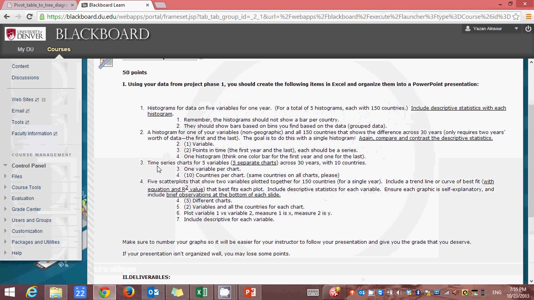Let me go back to the blackboard. This is a histogram for one of your variables, non-geographic, for all 150 countries, that shows the difference across 30 years. It only requires 2 years. So you have to choose a first year, and for example, if you choose 1970, then the second year should be like 2000. This is to compare the same variable for 2 distinct years to see whether there was any difference. The goal is to do this with a single histogram.